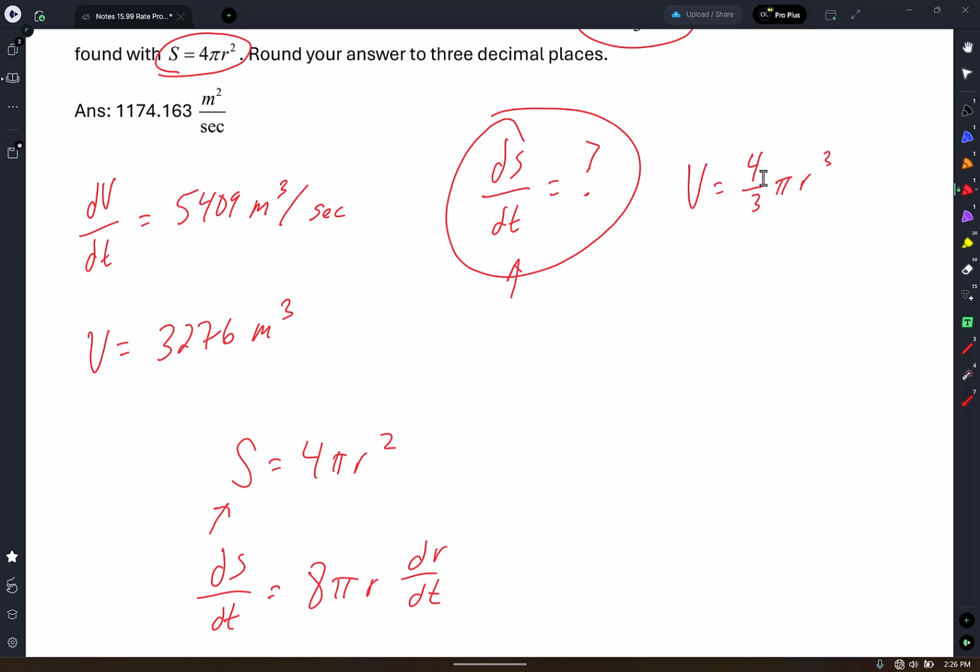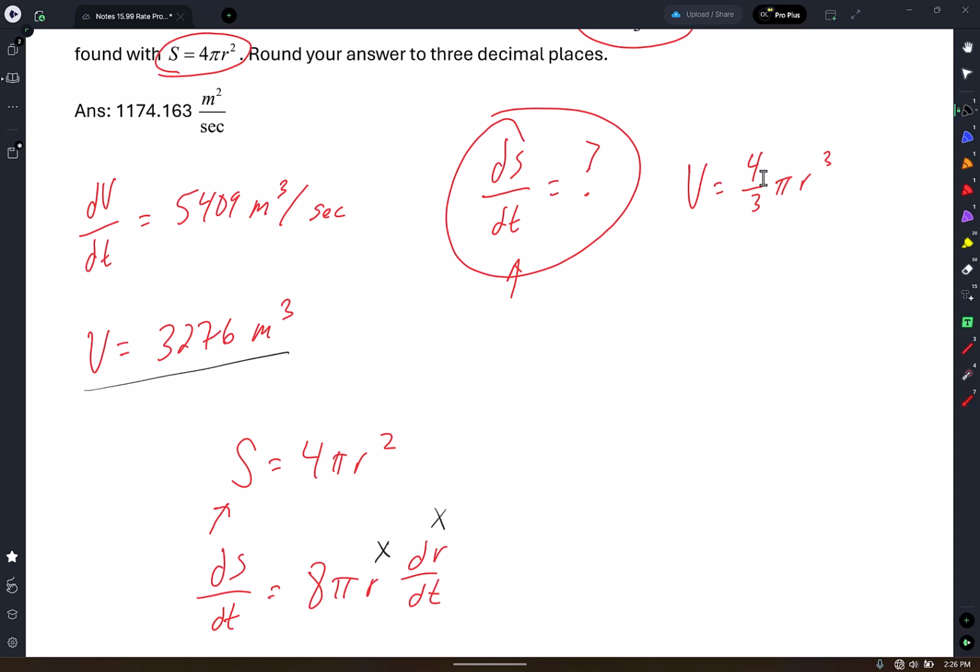And then you ask yourself this: do I have what I need to find dS/dt? Do I have r? Notice I don't say r equals anything. I don't have r, at least not directly, but we can get it. And you don't have dr/dt, at least not directly, but we can get it. Cool? How are we going to get it? Well, let's do the first one first. How are we going to get r?